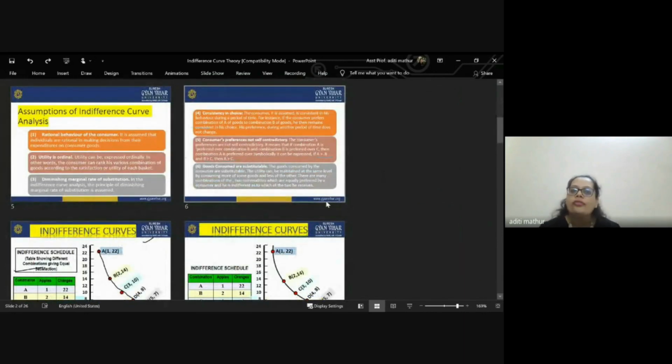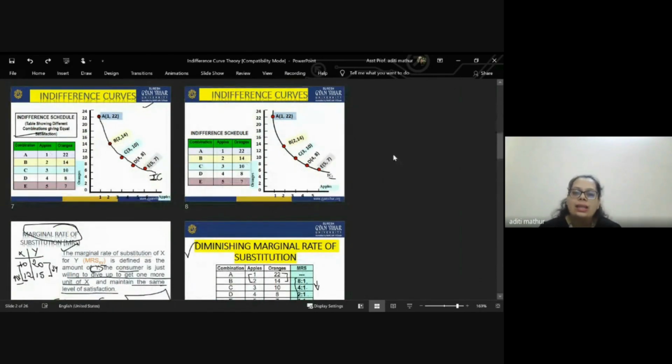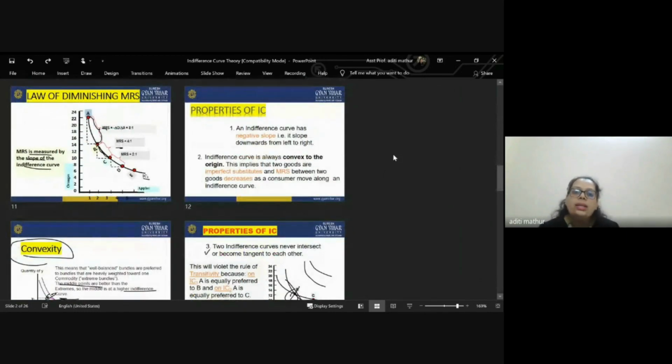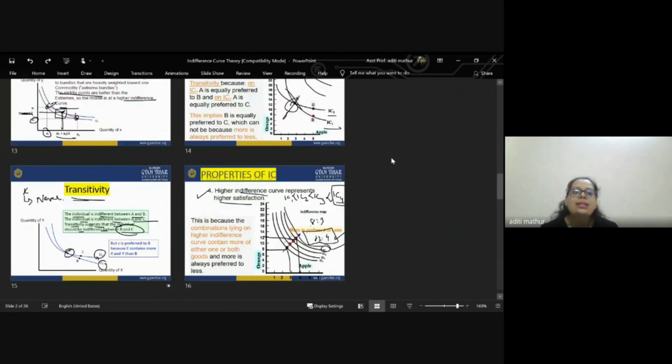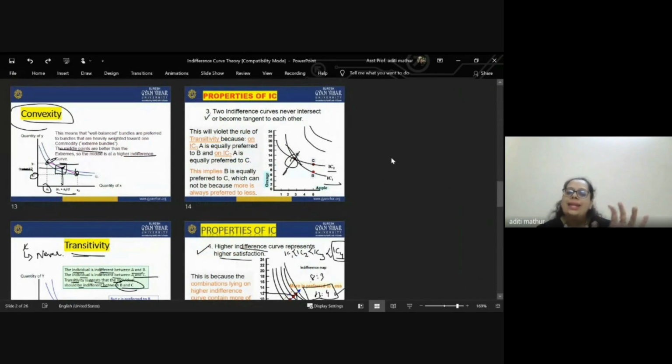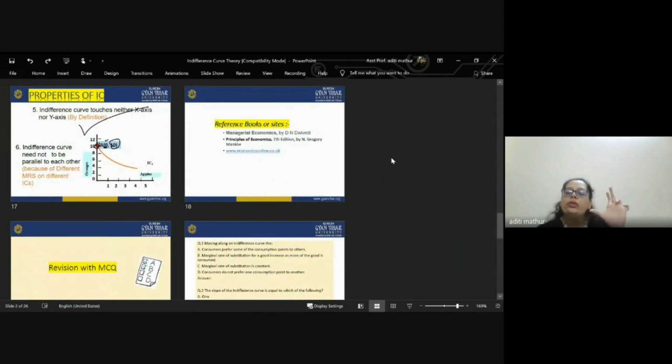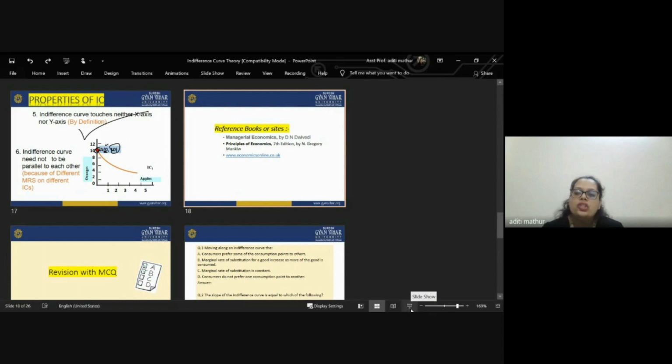Then we saw the assumptions. There are 6 assumptions of the indifference curve. We saw the indifference curve and the schedule. We understood what we mean by diminishing marginal rate of substitution. We also understood the properties of our indifference curve. The first one is that it has a negative slope. Second one is that it is convex. Third one is that two curves never intersect each other. The fourth property is that the higher IC represents higher satisfaction. The fifth is that they never touch the x-axis and y-axis. And the last property, the sixth one, is that indifference curves need not be parallel to each other. It is not always that they will be parallel to each other.